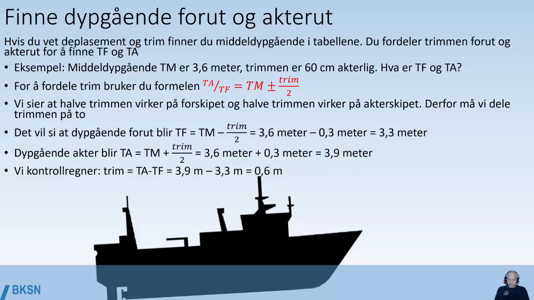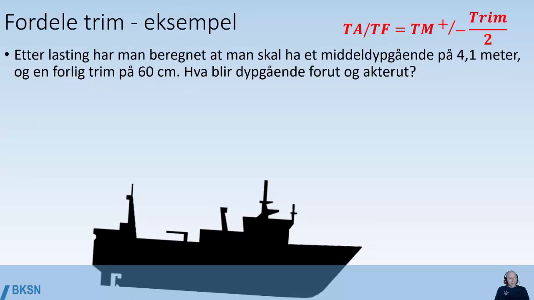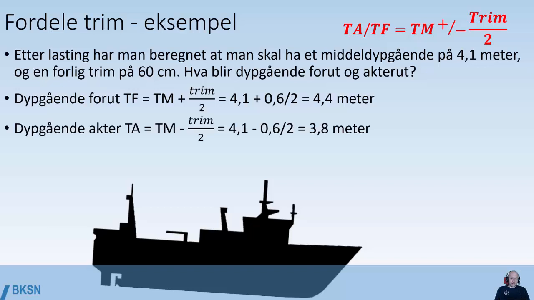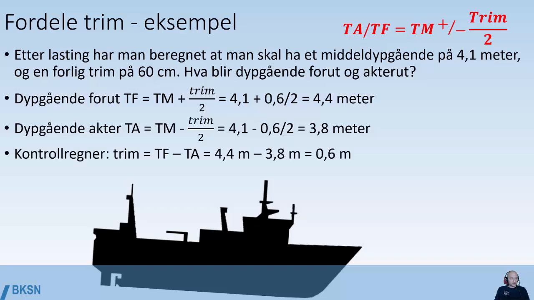So that's okay. Another example, after loading, you have calculated that you're supposed to have a middle draft of 4.1 and a forward trim of 60 centimeters. What will be the draft forward and aft after loading? So that's what we want to know. We do the same thing, draft forward, in this case with forward trim, we add half the trim, so we end up with 4.4 meters. Whereas aft, we have to subtract half the trim, and we end up with 3.8 meters. We control 4.4 minus 3.8, and we end up with a trim of 0.6.